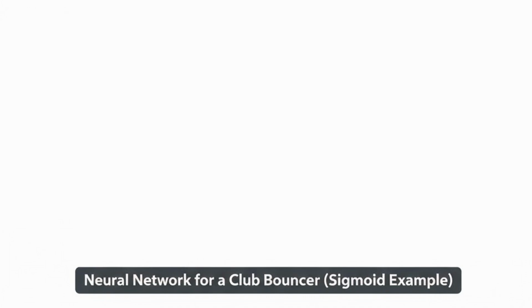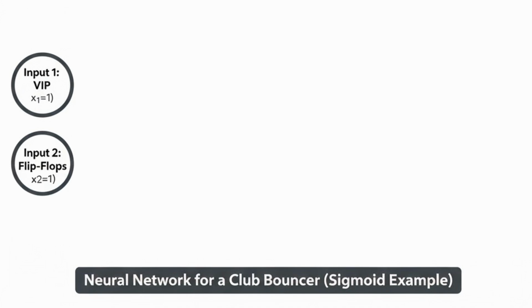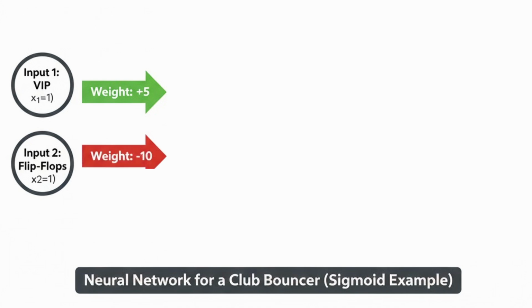Step 1. Let's say a person walks to the line and wants to get in. The bouncer looks at two inputs about the person in line. Input 1. Are they a VIP? 1 for yes, 0 for no. Input 2. Are they wearing flip-flops? 1 for yes, 0 for no. Let's say a person walks up who is a VIP and is wearing flip-flops. Step 2. The bouncer has their own internal weight, W, for how much they care about each fact. A VIP status is very important, so the first weight is equal to positive 5, but the bouncer hates flip-flops, so the second weight is equal to negative 10.